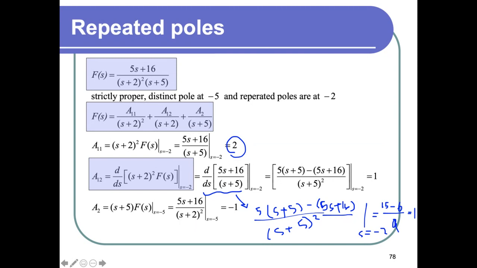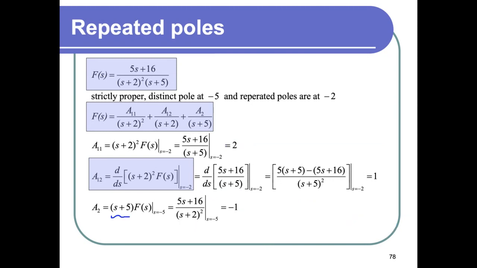Now for A2, it's business as usual. You multiply by s plus 5. You have 5s plus 16 over s plus 2 squared. Similarly, you get minus 1, because you have minus 9 over 9.